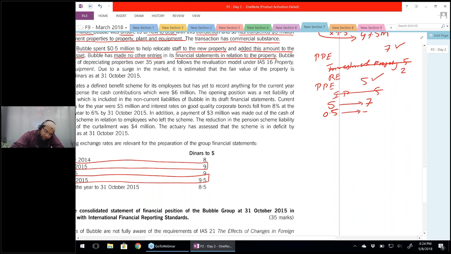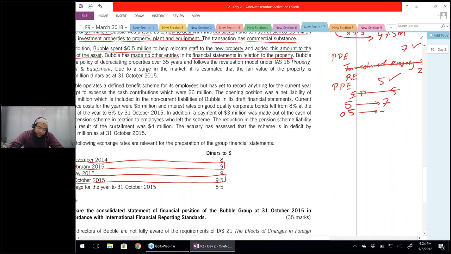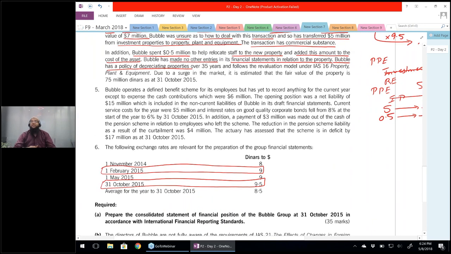Bubble has a policy of depreciating property over 35 years. So has the question charged the depreciation or not? The question is saying that the life is 35 years. Has the question charged the depreciation or are we required to charge it? Should we record the depreciation or should we expect it to be recorded in the question?